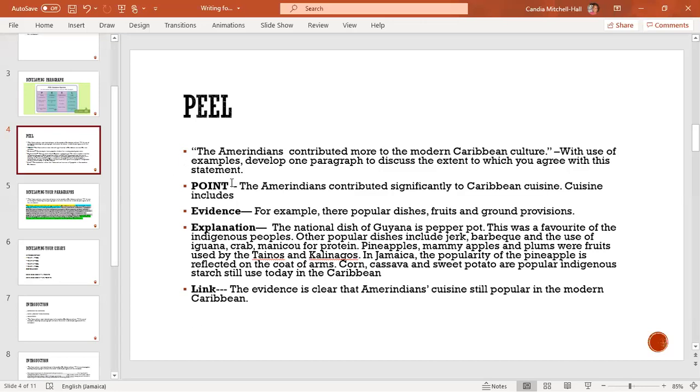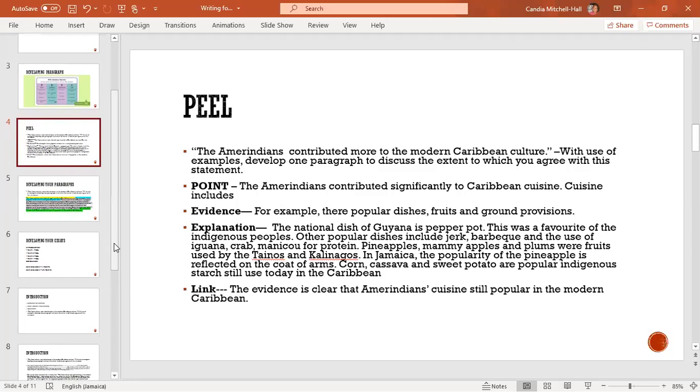So remember, when you're peeling a point: state the point, give evidence or examples, explain, link. Sometimes you explain and then you give evidence, or you give your evidence within the explanation. Anyway you take it, ladies, you must give examples and you must explain your evidence, and then you link. So peel one of them for me. This is the question: The Amerindians contributed more to modern Caribbean culture. And I want you now to peel a point, not cuisine, because we would have done that already. They could peel either recreational activity or demographic. Try it for me, please. 5 minutes.